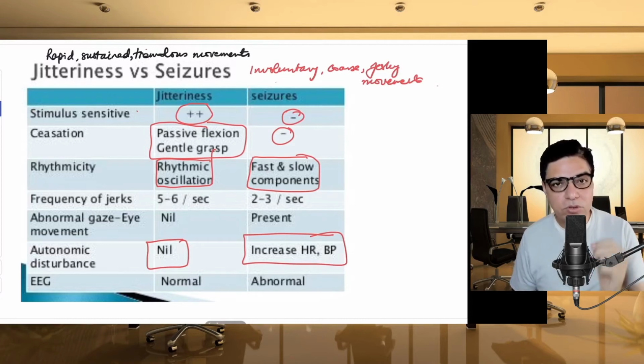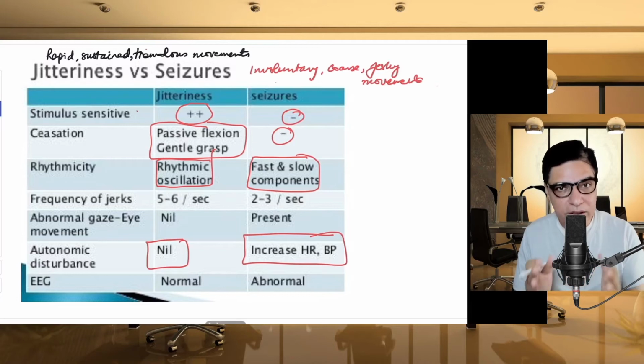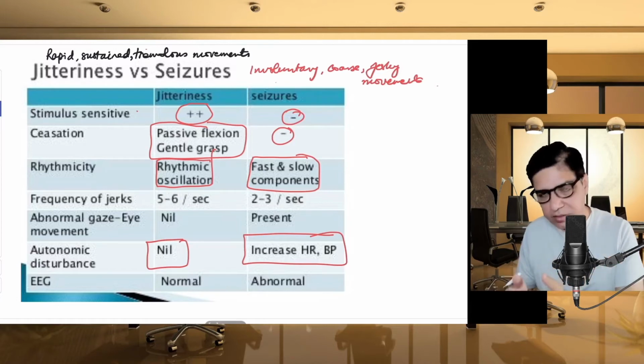But remember, the most important factors between the two, number one, are autonomic phenomena. If the baby is attached to the monitor, you will see seizures are associated with changes in heart rate, respiratory rate, and saturations. Jitteriness, never. And the other thing is that they are fine movements. Seizures are coarse movements. Jitteriness can be started, can be stopped. You can't do that in case of seizures. So these are the important clinical differentiating points between these two entities, that is jitteriness and seizures.